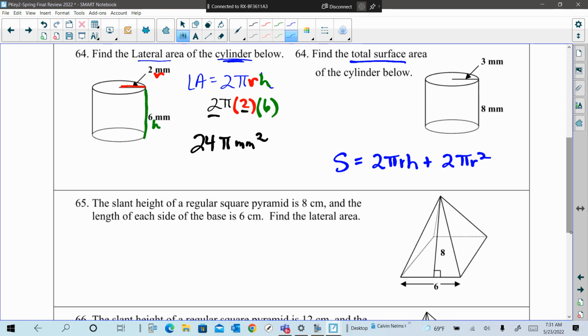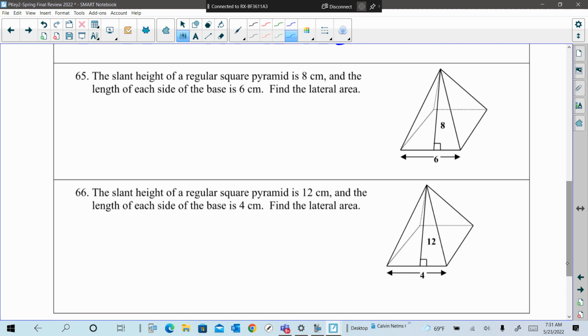Now on 65, they tell you that you have a slant height of a regular square pyramid. It is 8. So this 8, this line here in the middle, is the L, which represents the slant height. L is the symbol for slant height. It says that each base, this is a square pyramid, that means all the edges of the base are going to be the same. So they're all 6. They want us to find the lateral area of this pyramid.